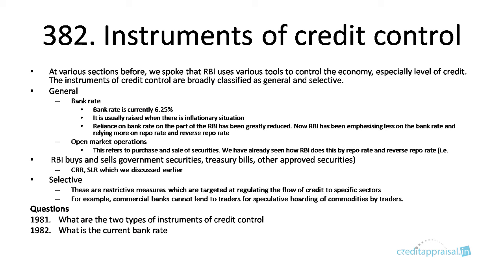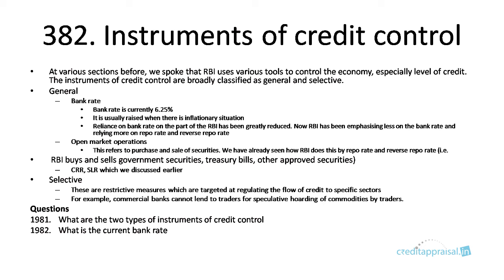All these are general instruments of credit control. Bank rate is currently 6.25%. It's usually raised when there is an inflationary situation. Earlier, RBI used to rely a lot on bank rate to control the economy, but that has reduced a lot. Now RBI has been emphasizing more on repo rate and reverse repo rate rather than bank rate.